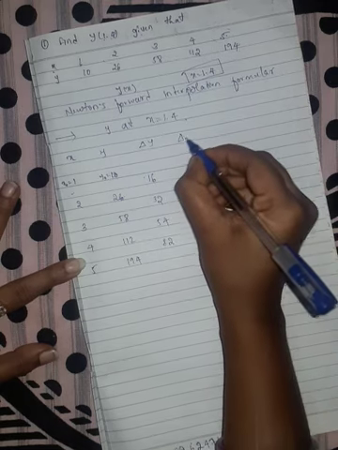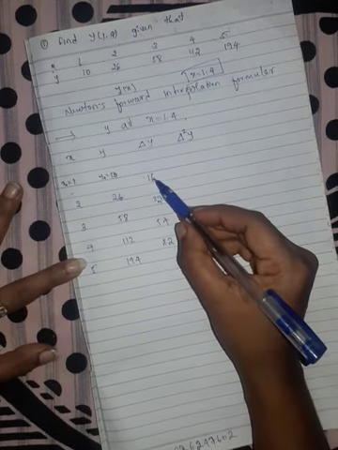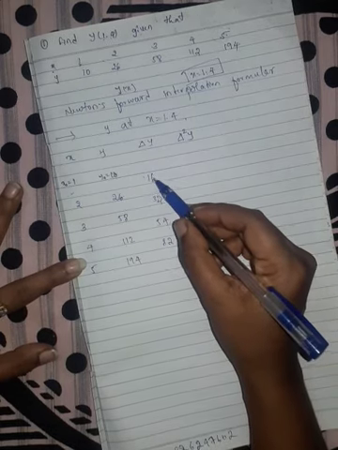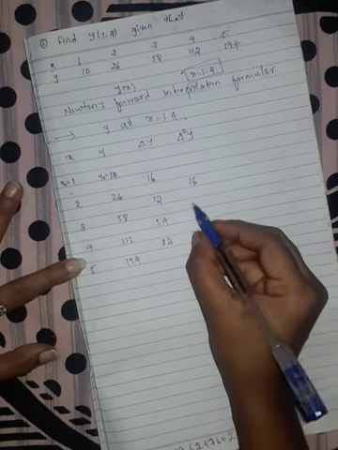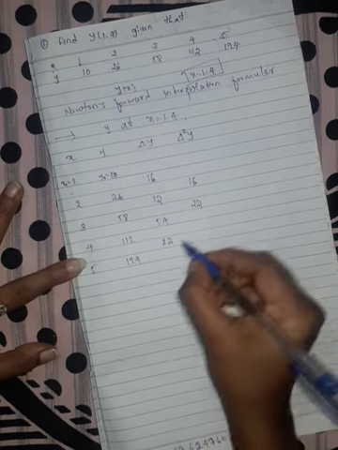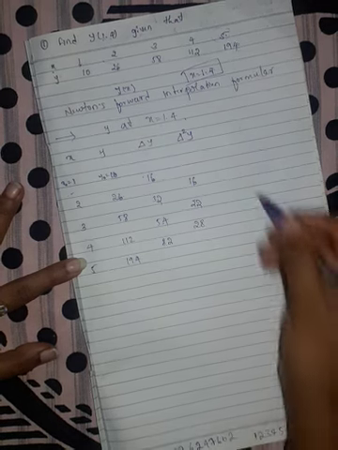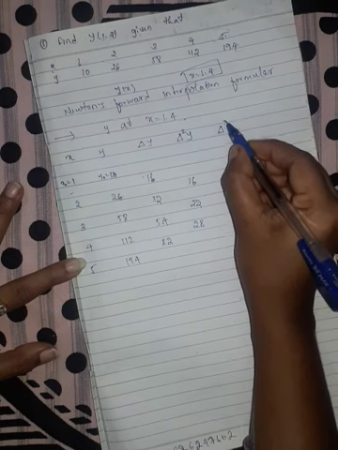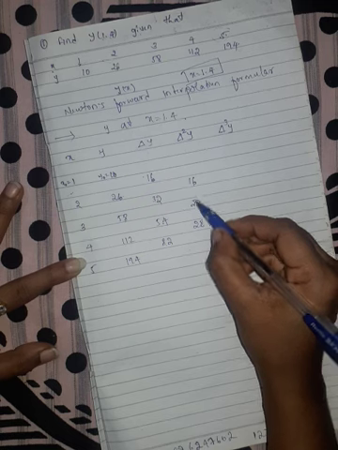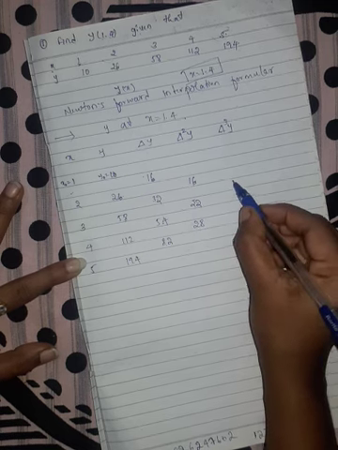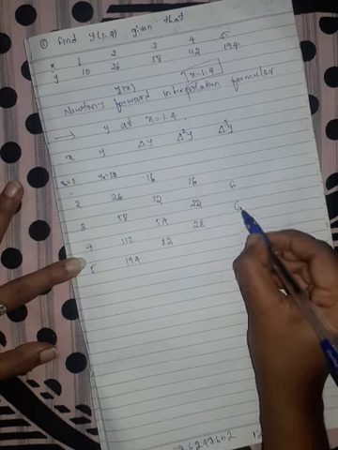Next we similarly find delta square y. So now we find the difference between these two. 32 minus 16 is 16. 54 minus 32 is 22. 82 minus 54 is 28. Next again we find delta cube y. Now 22 minus 16 is what? 6. 28 minus 22 is 6.